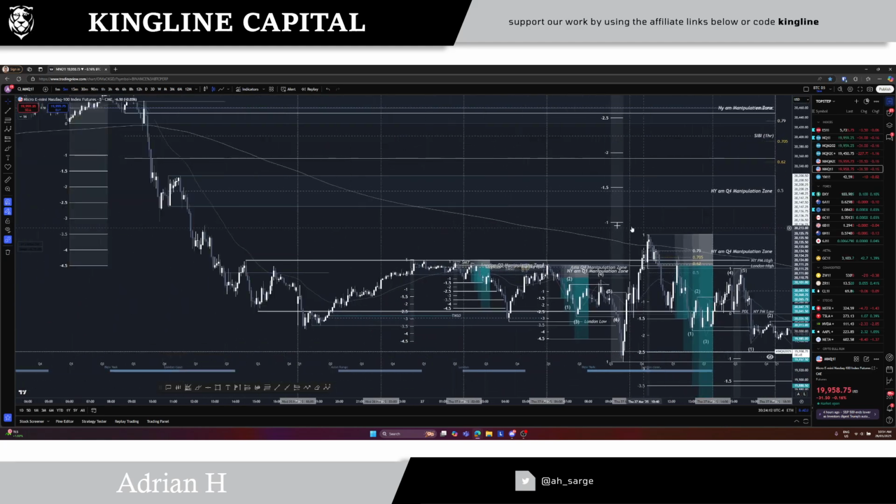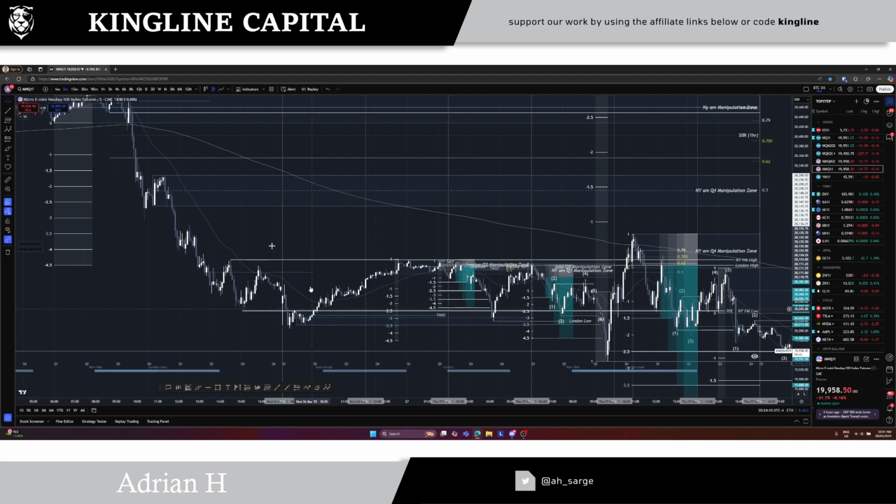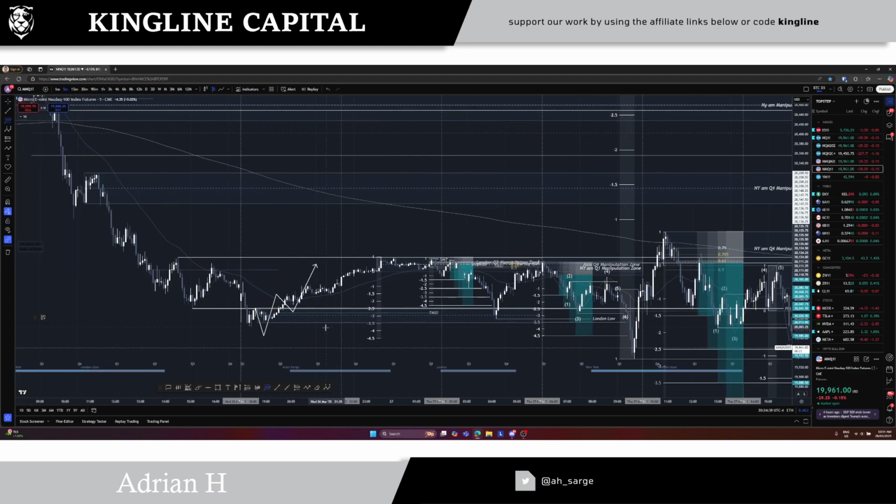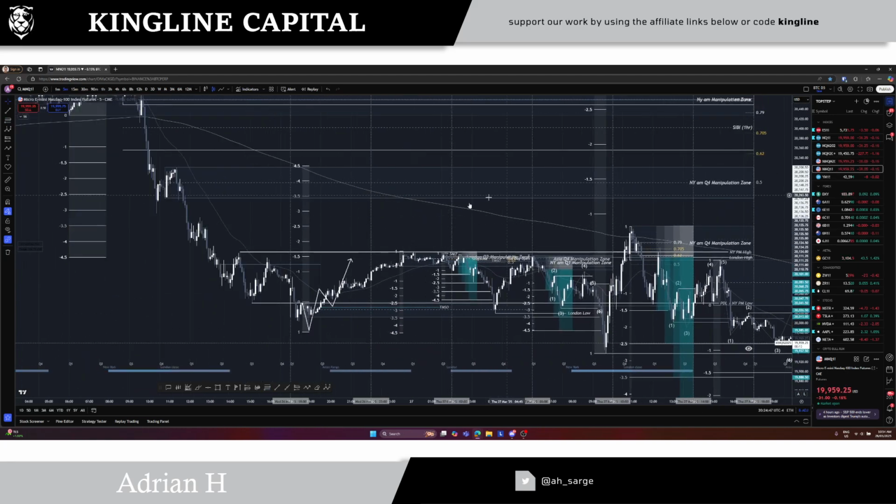So for example, if we had a cleaner structure at the low here in Asia, so if we'd come down, we'd sweep this, and then we break up, I would look to take the long. That's annoying, let's move that down. So if we did this, for example, and then we can draw a standard deviation off this, preferably if it was in quarter 2 or quarter 3, I would look to long this up into these areas to look for a short in London and New York.